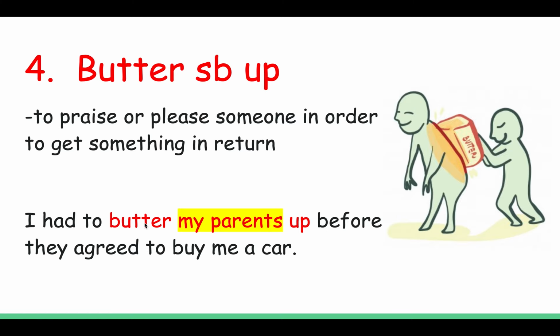So you butter your parents up. Notice we don't say butter up my parents, but we say butter and then somebody before the word up. Butter my parents up, butter my friends up, butter me up. Okay? So I had to butter my parents up before they agreed to buy me a car. Okay, I hope that's understandable. Let's go to number five.